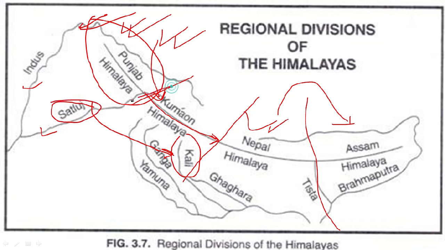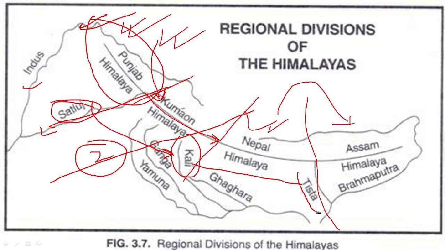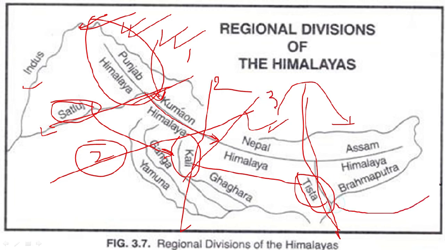So between these two river valleys lies the Kumaon Himalayas. Clear? Next, what do we see? We see the Kali and the Teesta river. Okay, see, this is the Teesta river and this is the Kali river. Now the Kali and the Teesta river demarcates the Nepal Himalayas. So this was the first, this to be second, this is the third, and the Teesta and the Dihang river.